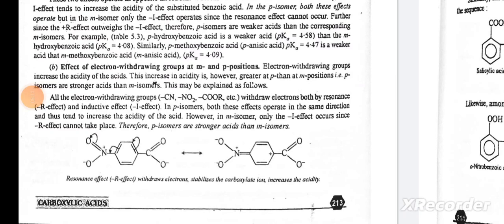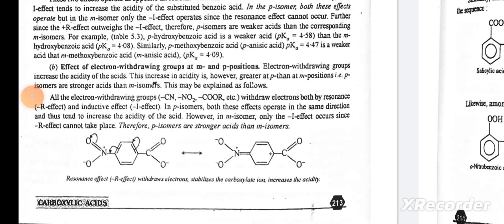All the electron withdrawing groups, CN, NO2, COOR, etc., withdraw electrons both by resonance, minus R effect, and inductive effect, minus I effect, in para isomers. Both these effects operate in the same direction and thus tend to increase the acidity of the acid. However, in the meta isomer, only the minus I effect occurs since the minus R effect cannot take place. Therefore, para isomers are stronger acids than meta isomers.